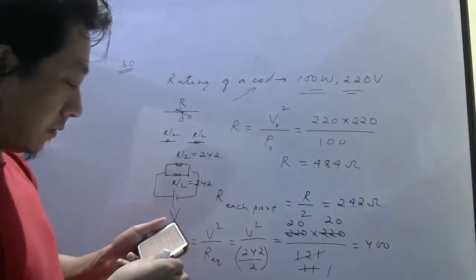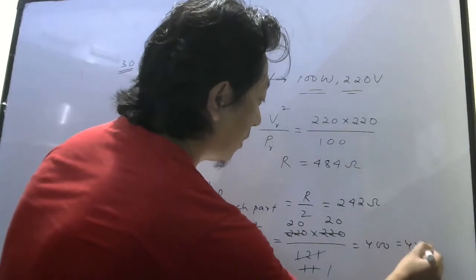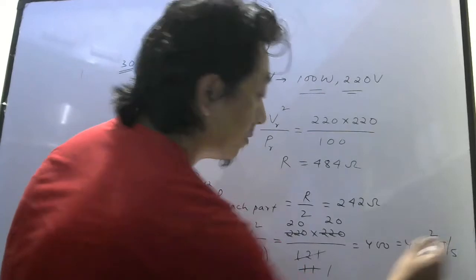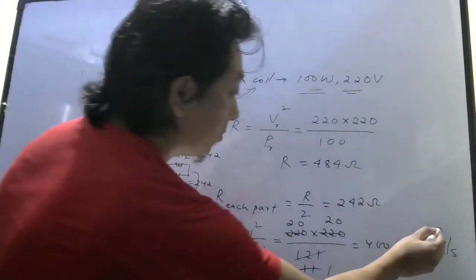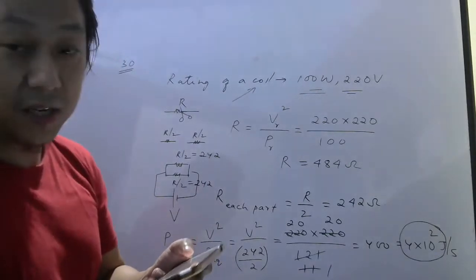Here they are giving the options in units of 10 to the power 2, so this will be 4 into 10 to the power 2 joules per second. Watt means joules per second, so this much energy is consumed per second. So the answer will be option D, 4.